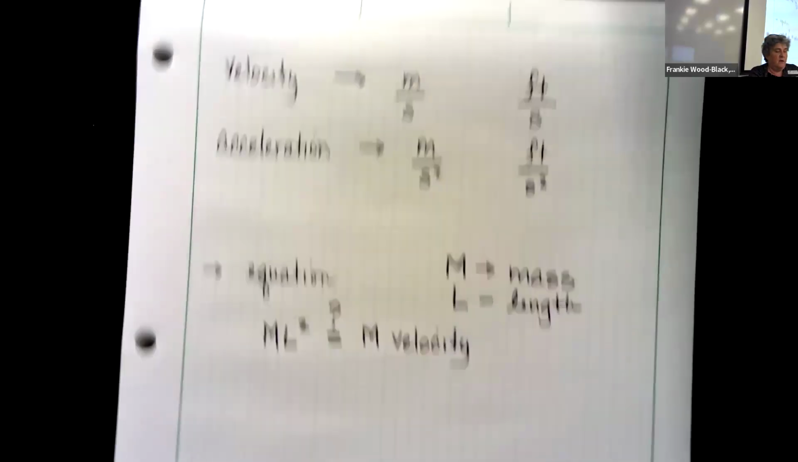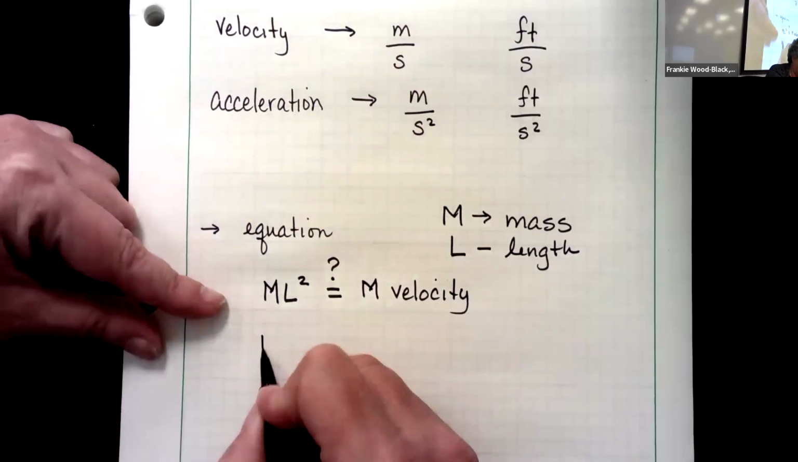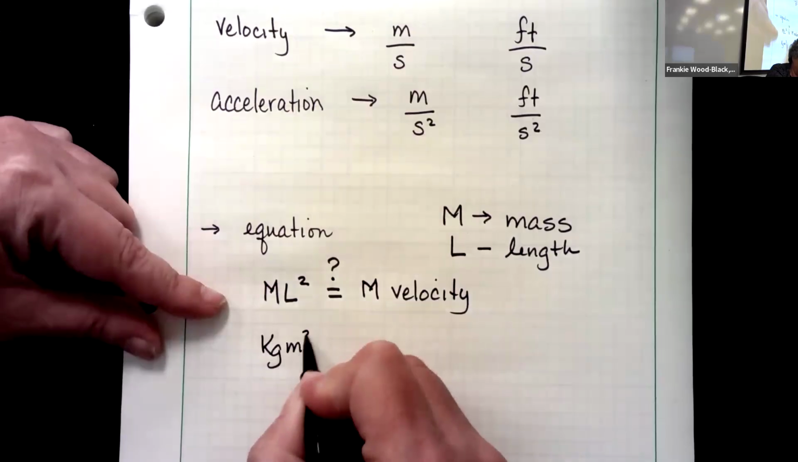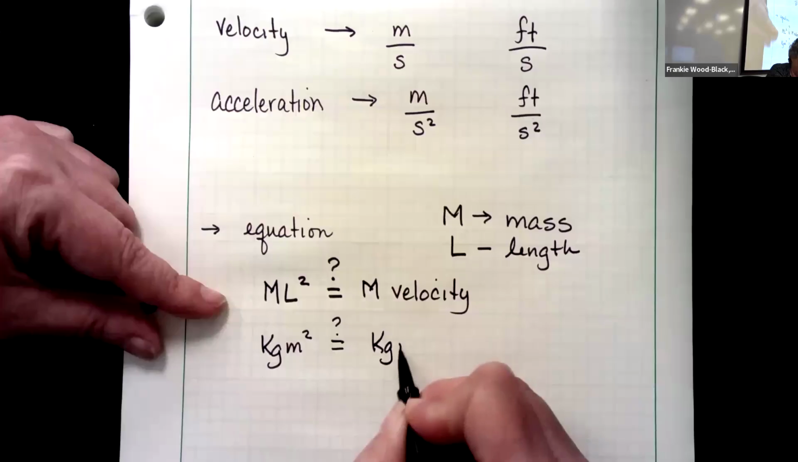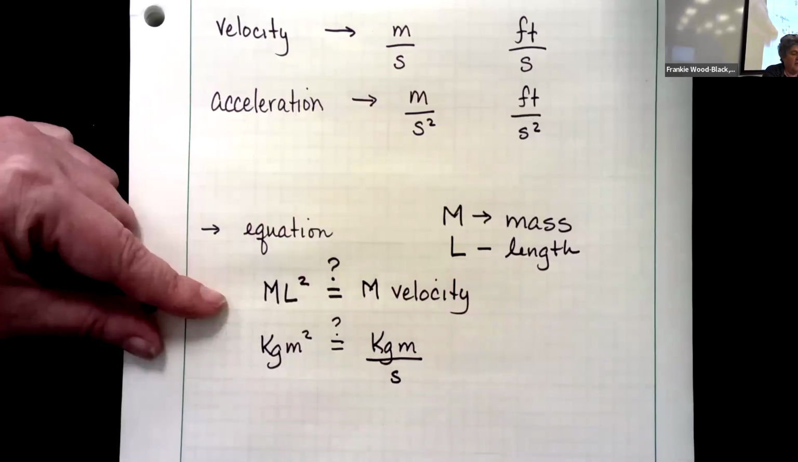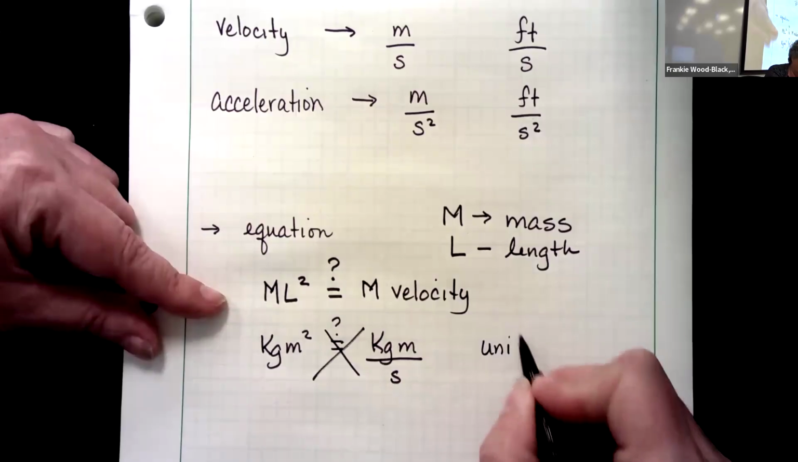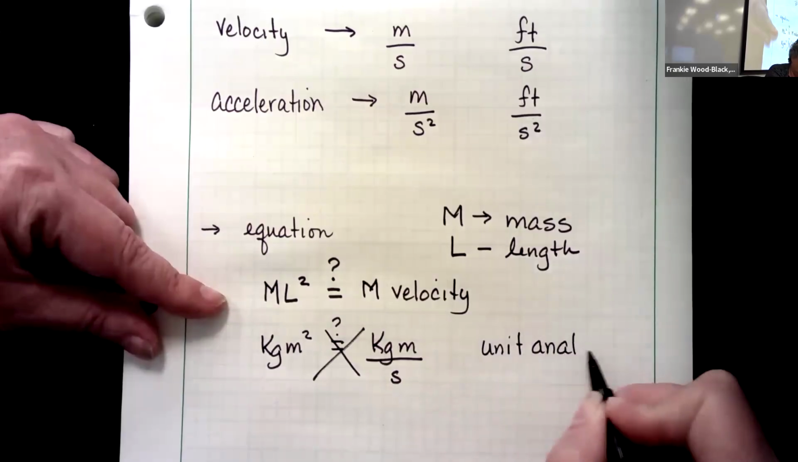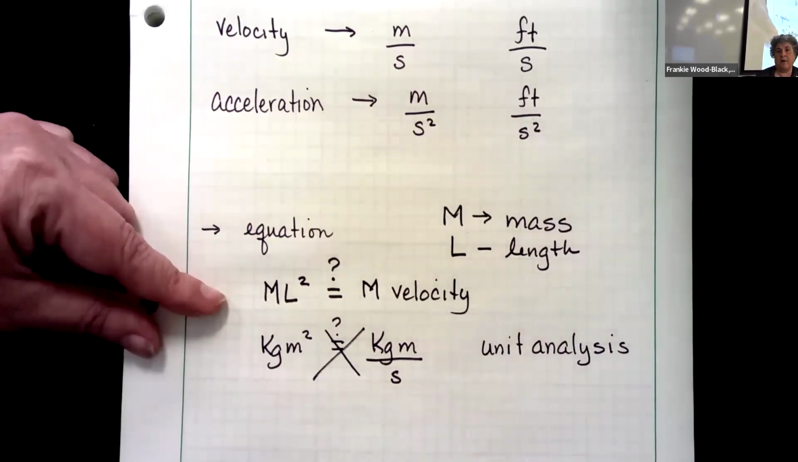Now, when we're doing algebra, we can only add like to like. So the units on this side are in kilograms meters squared. The units on this side are in kilograms meters per second. And those definitely are not equal. So this is called unit analysis. So we're going to look at our units to verify that we've set up our equations correctly.